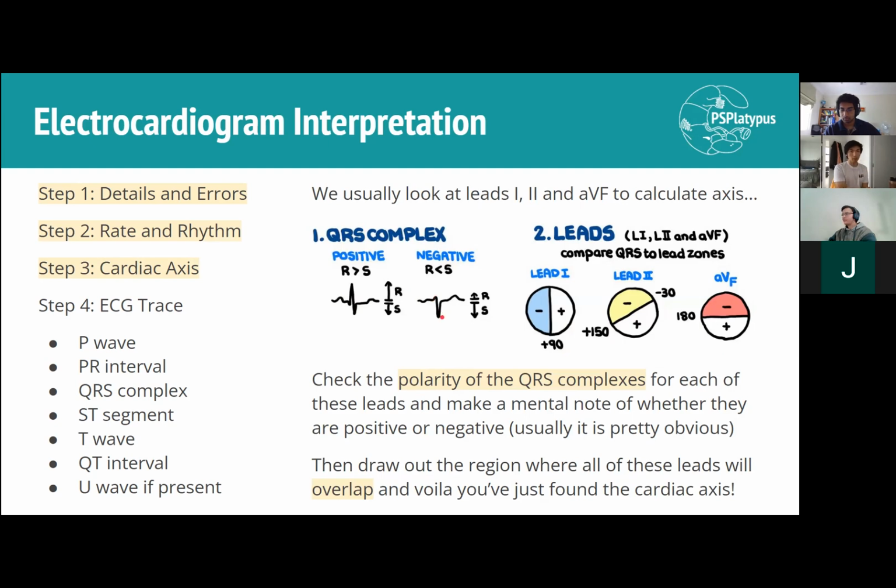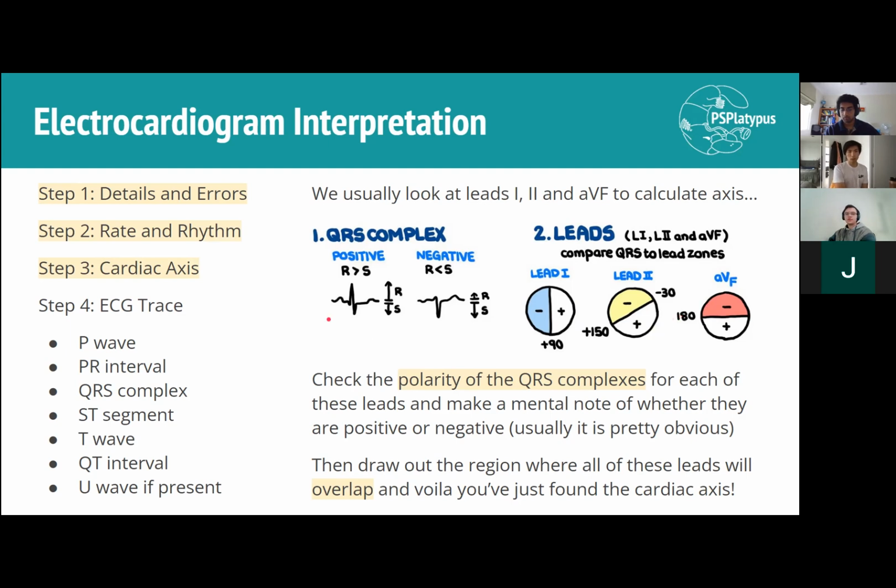So positive or negative. And then we use our knowledge of those diagrams I showed you before regarding which side of each of these leads is positive or negative. So remember, lead 1 points directly to the left. So the positive is on this side, the negative is on the opposite side. Lead 2 points downwards, so positive is on here, negative is on here. And AVF is just pointing straight down to the foot, so it's going to be positive down here, negative over here. If you remember these ones, then you'll be okay for these questions.